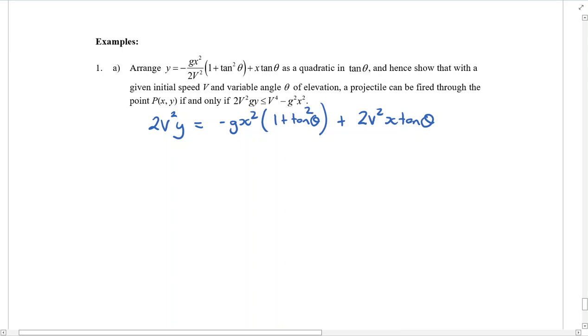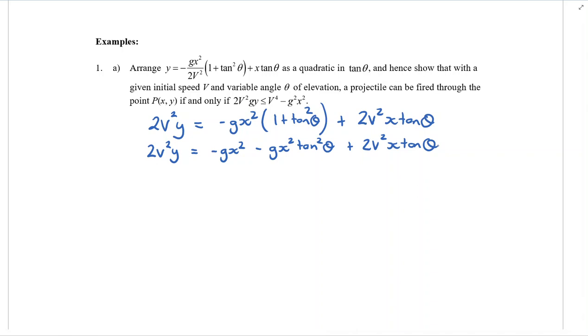Okay, let's expand that out and we'll hopefully get our quadratic. 2v squared y equals minus gx squared minus gx squared tan squared theta plus 2v squared x tan theta. I know it sounds like a lot, but I'm rewriting a lot of it. All I did was expand. The tan squared, that's going to be my front term of my quadratic. I need it positive. So let's move it to the other side. It will be a positive gx squared tan squared theta.